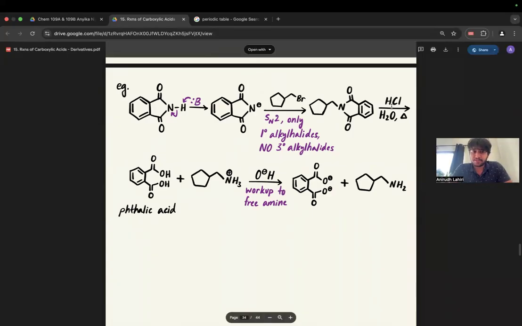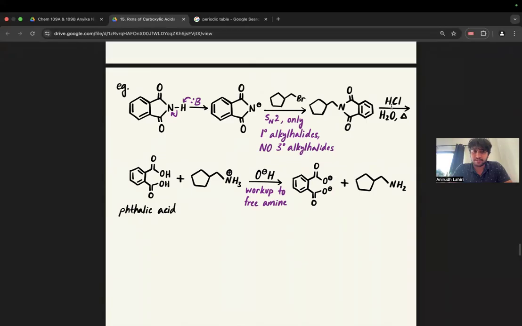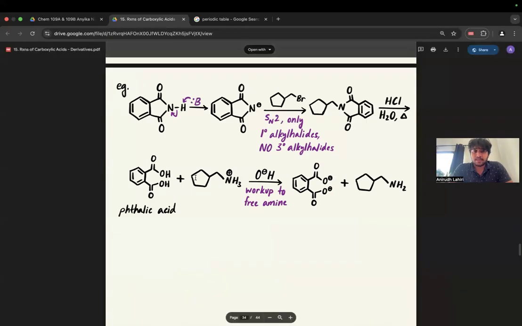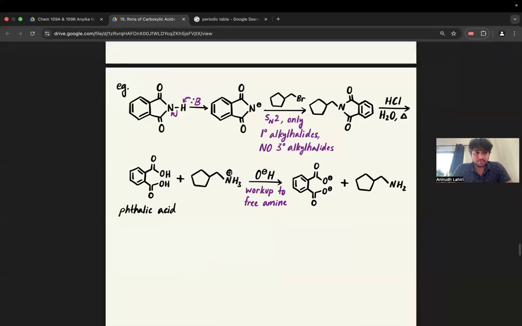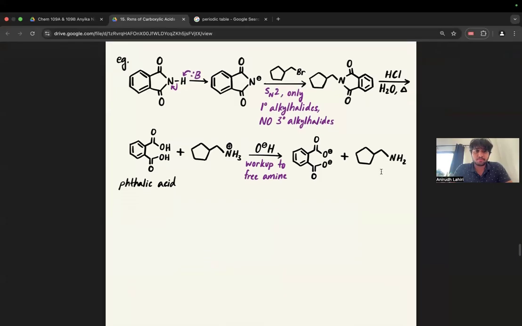This step is what you would expect to remove a protecting group with. You use HCl, H2O, and heat. And in the end, you end up with NH3 plus because remember we're in acidic conditions. And we need a workup step to get to the free amine, to this neutral compound. Okay, cool.